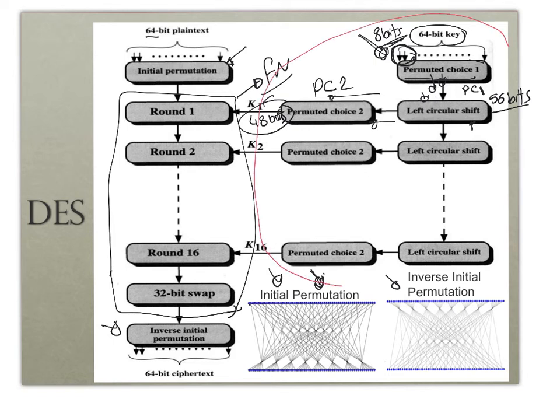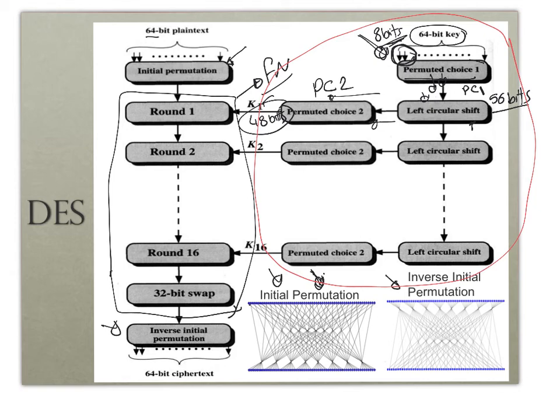So again, this is the subkey generation algorithm, which has an output of 16 keys. Each key is 48 bits. And these keys will be input to round 1, round 2, all the way to round 16, and this way we perform the encryption algorithm, or the data encryption algorithm.